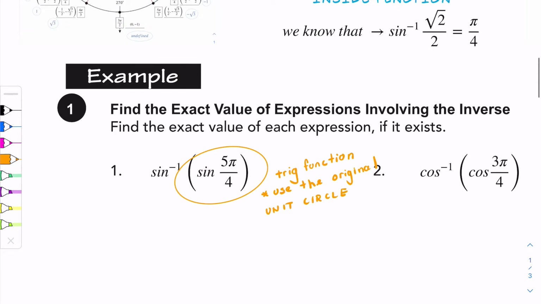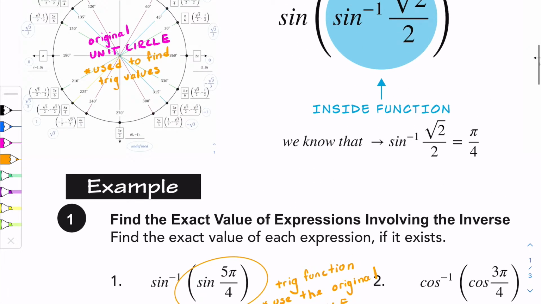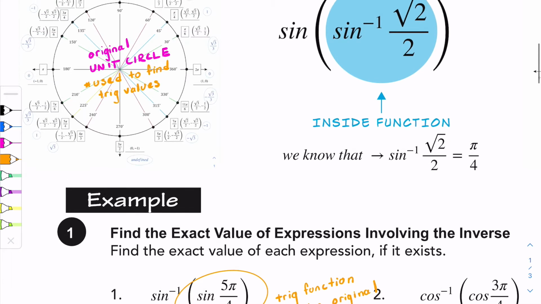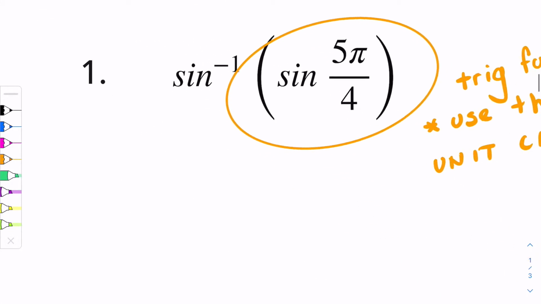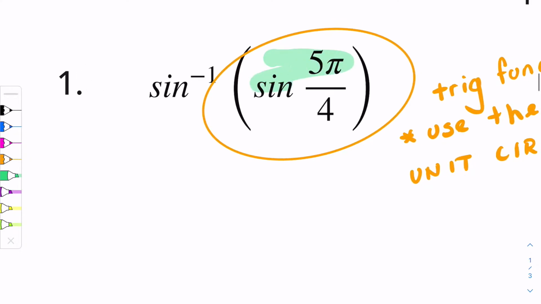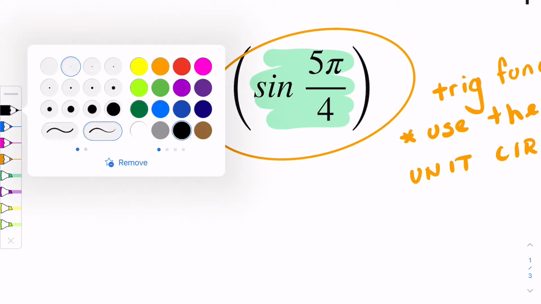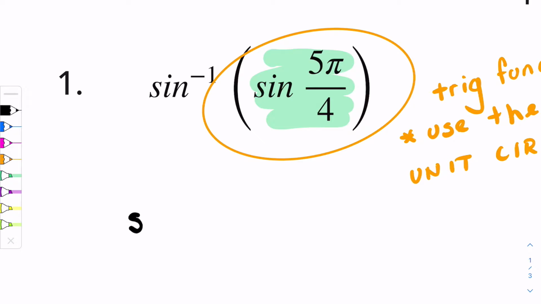So 5 pi over 4, the sine value at that location, is right here. So here's 5 pi over 4, and the sine value is negative square root of 2 over 2. That means I'm going to replace this function here with that value. I still have the inverse sine on the outside, but inside of the parentheses, we specifically know that sine of 5 pi over 4 is equal to negative square root of 2 over 2.